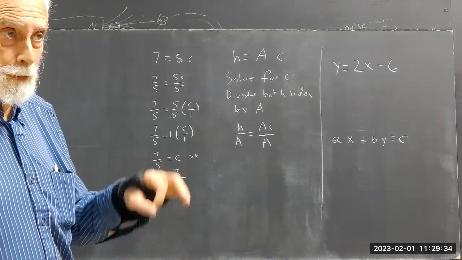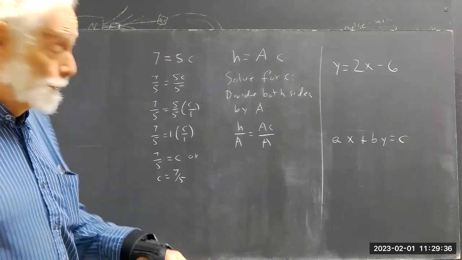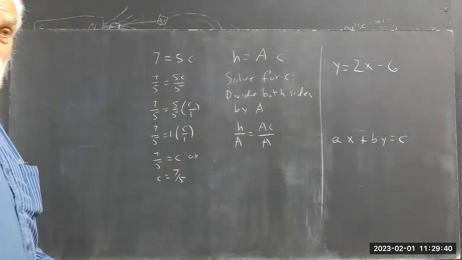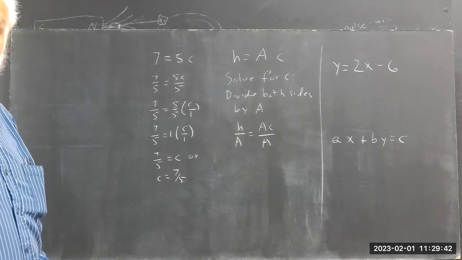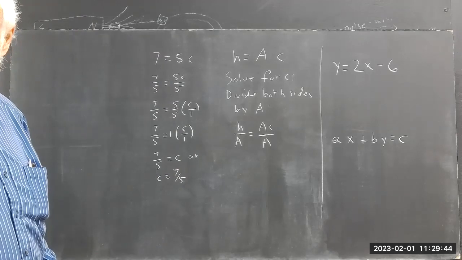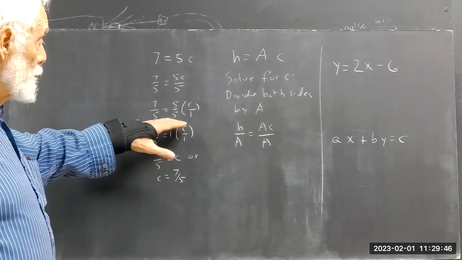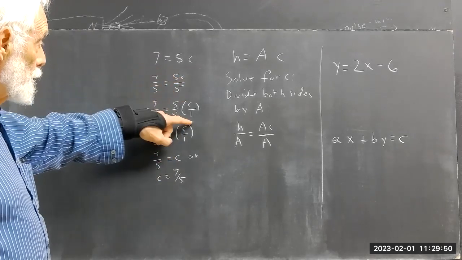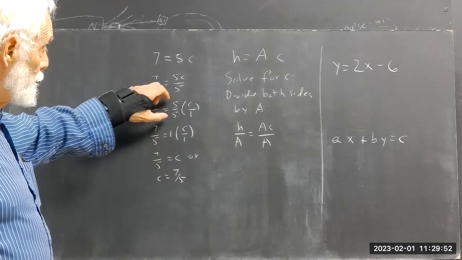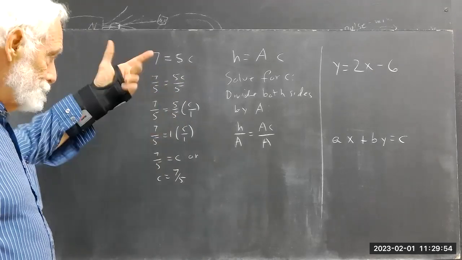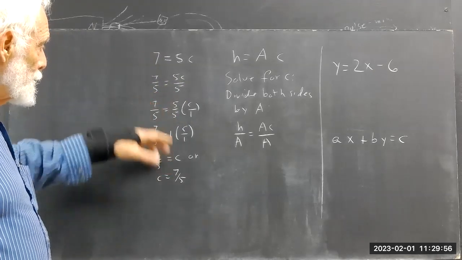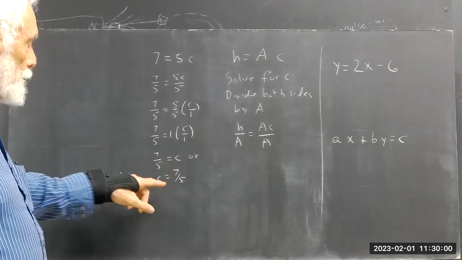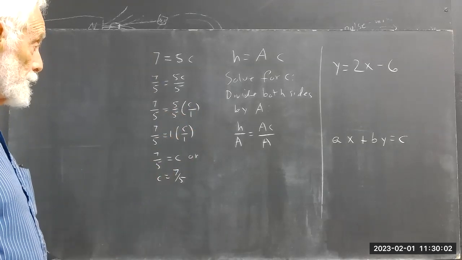But I really prefer that you don't cancel. I prefer that you kind of write it out like this if you can. If you just got to cancel, go ahead, but make sure you do it right. Make sure you at least see that 5 can be factored out of the numerator and can be factored out of the denominator. So we get 5 over 5 here. And then that does give you C. And at that point, you have your solution C equals 7/5.